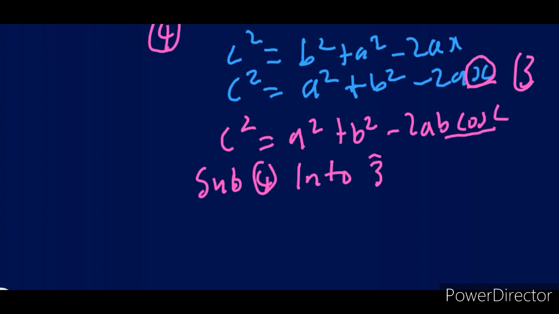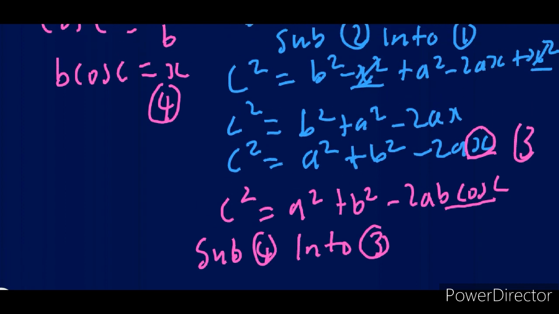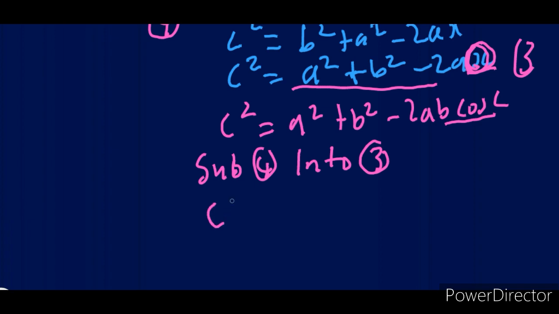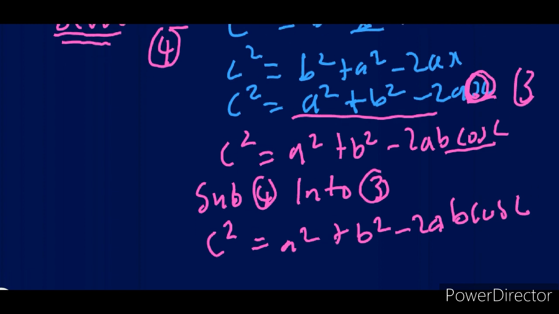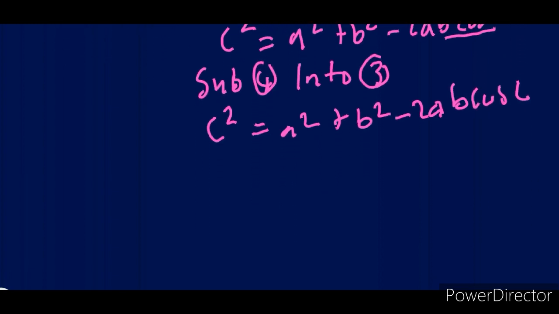We'll substitute equation 4 into 3, meaning that in equation 3, wherever I see x, I have to replace it with this stuff, because x is equal to b cos c. So I'll write equation 3 exactly the same, but instead of writing x, I will replace it with b cos c. And notice, this is now the cosine rule. So we've proved it. There we have it.